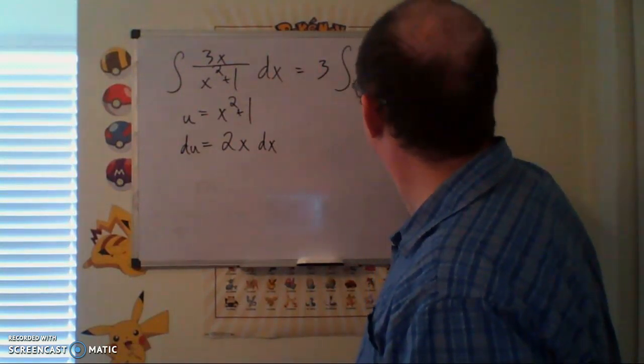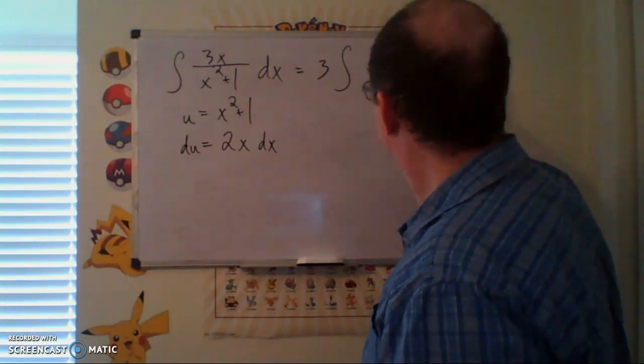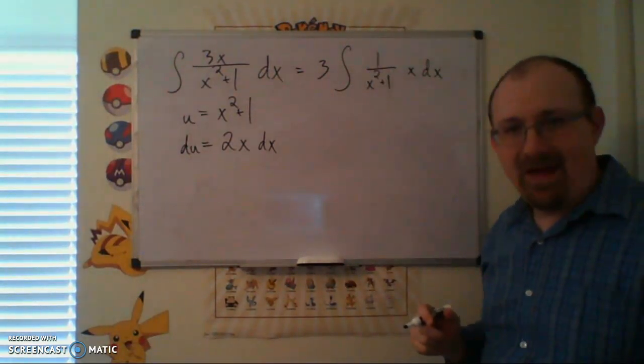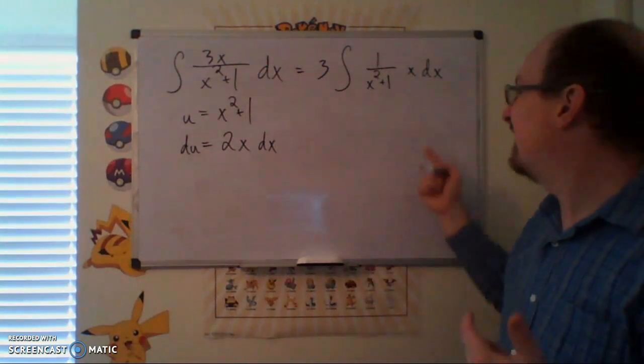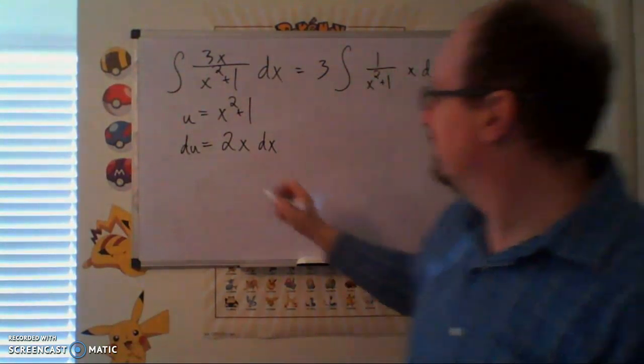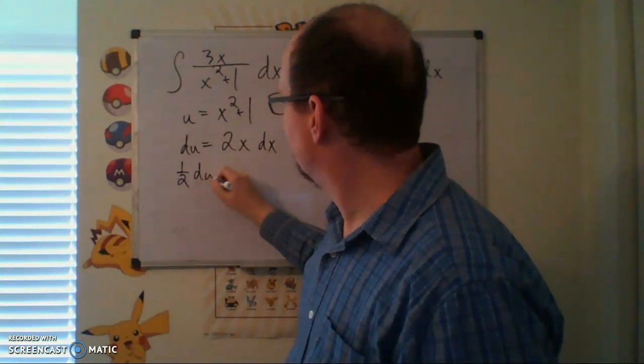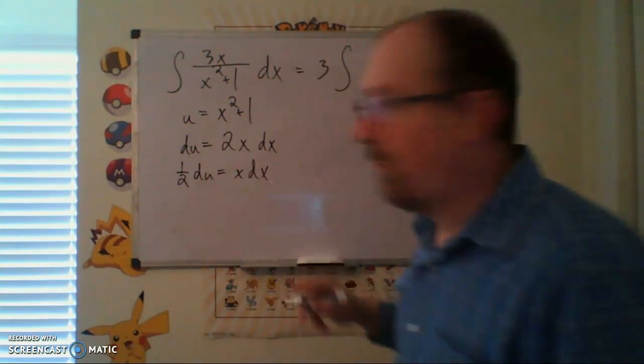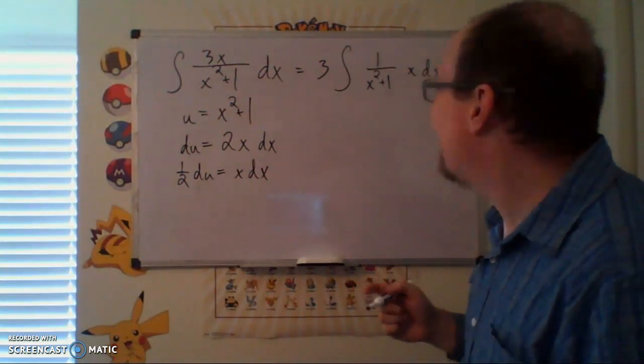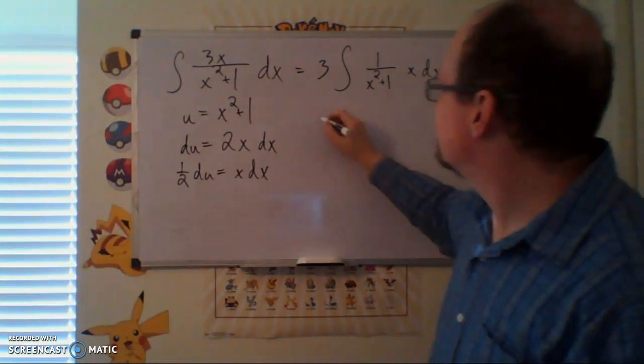Following what we've done before, we've got something like 1 over x squared plus 1 times x dx, with the 3 held out front. Surprise, surprise. Divide both sides by 2, and I get 1/2 du equals x dx. Now I can execute my substitution.